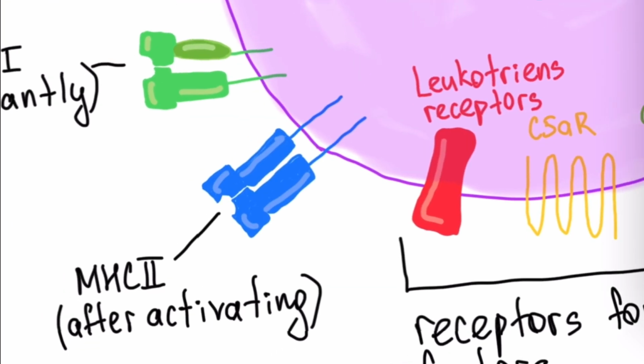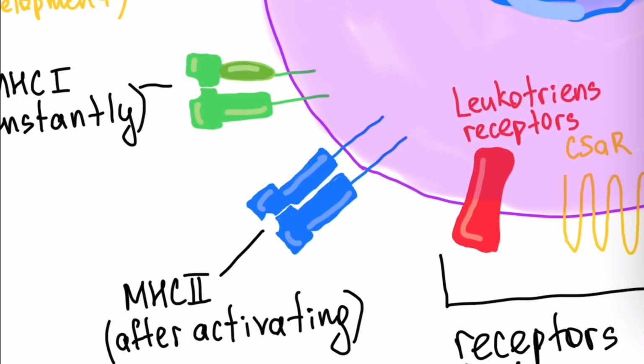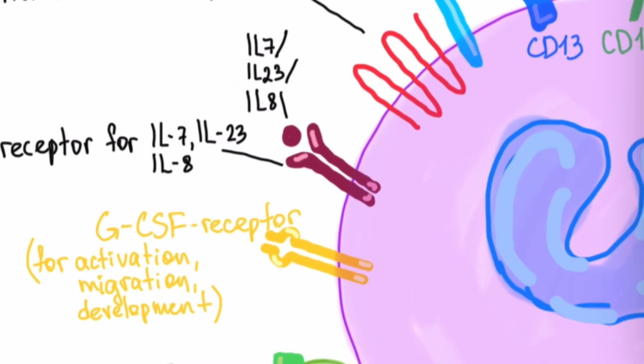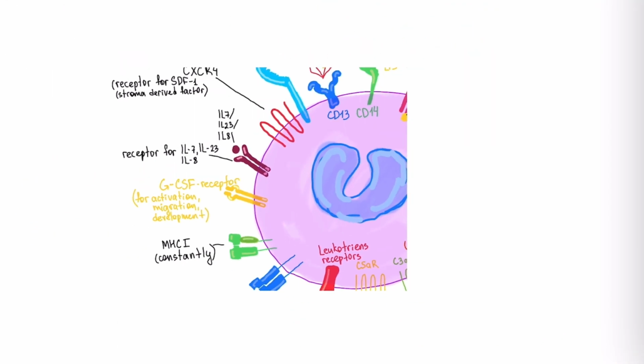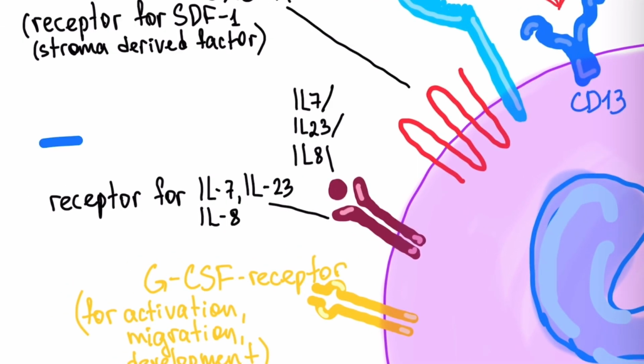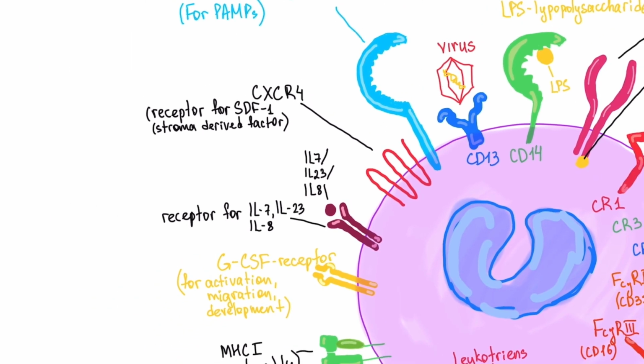Also, neutrophils have a receptor for leukotriene B4. It is something like a chemokine. They express MHC II, but only after activation, and they express MHC I constantly. Also, they have a receptor for G-CSF, of course, because it is a very important factor for their development and activation. Receptor for GM-CSF, receptors for interleukin 17, 23, 8. All of these cytokines are vital for their development, for their growth and life.